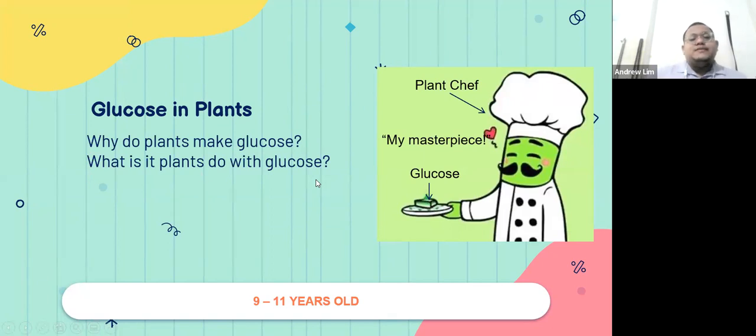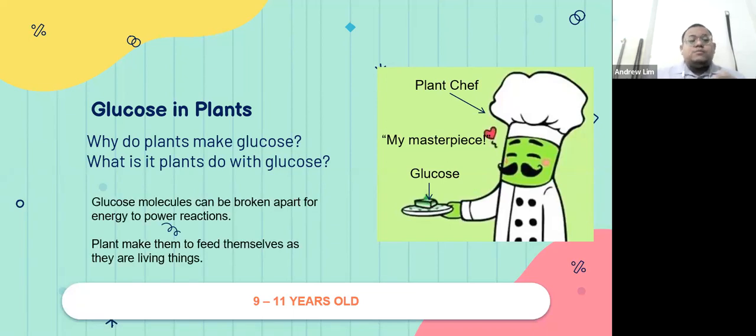So why do plants make glucose, and what does the plant do with glucose? The glucose molecule will be further broken down for energy to power reactions. So plants make glucose in order to feed themselves, because plants are living things. All living things need air, water, and food to survive. And for plants, because plants have no mouth, they can only make their own food through photosynthesis.